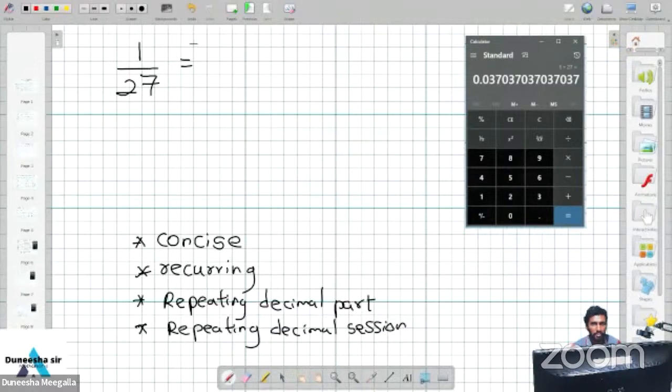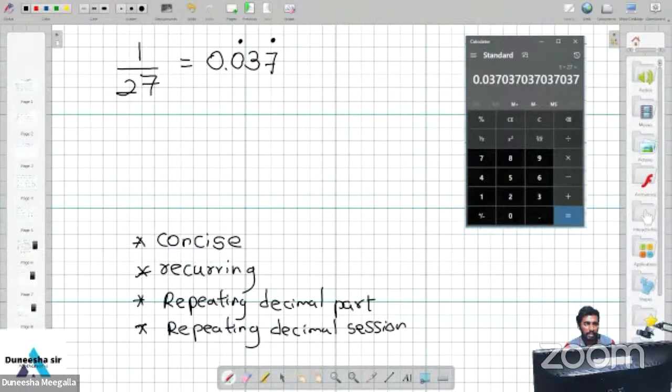What is the decimal? 0.037. What is the starting point of the decimal? 0. Then the ending point of it? 7. Okay. I finish it.